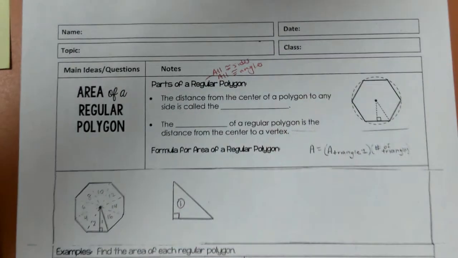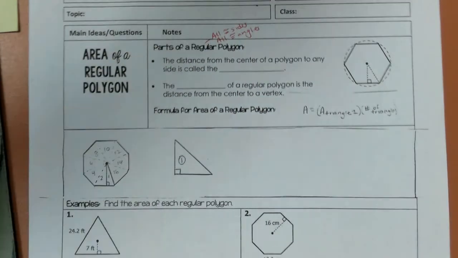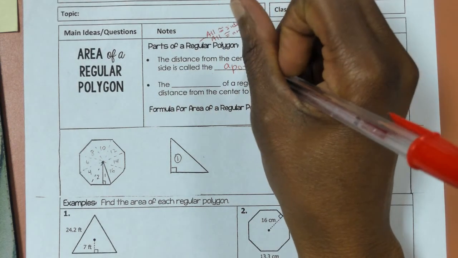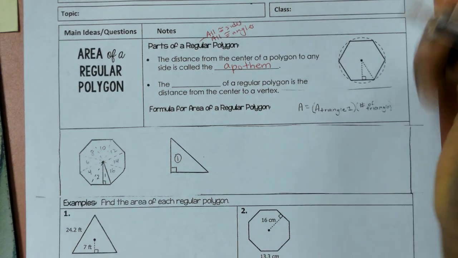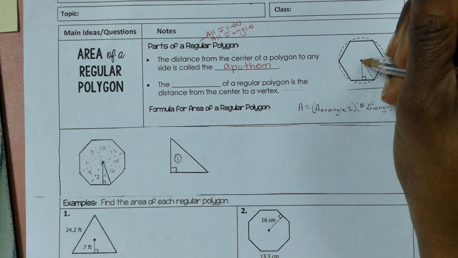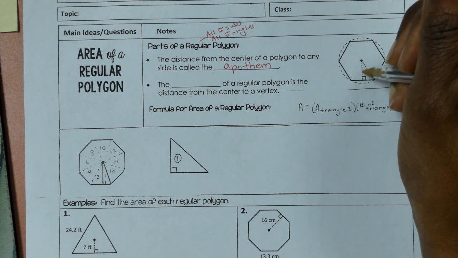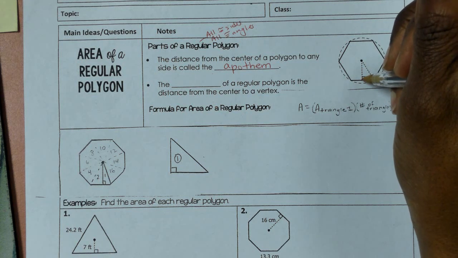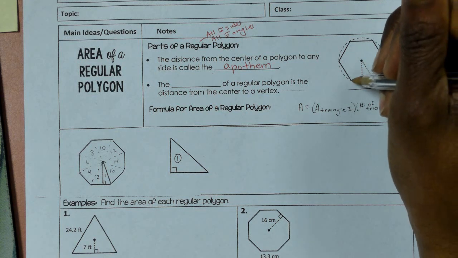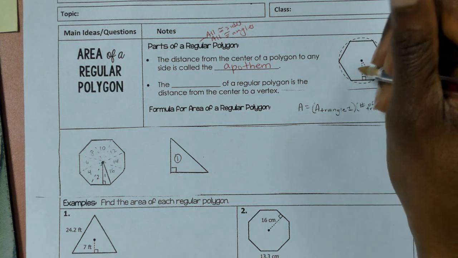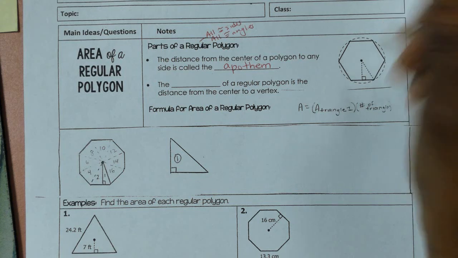Okay, and the distance from the center of a polygon to any side is called the apothem. I'm not really sure I use that word, but it's the segment connecting the center of the polygon to a side, the middle of the side. So this whole thing would be the side, the middle of the side to the center. That is the apothem. So I'll abbreviate that. Well, I'll just leave it.